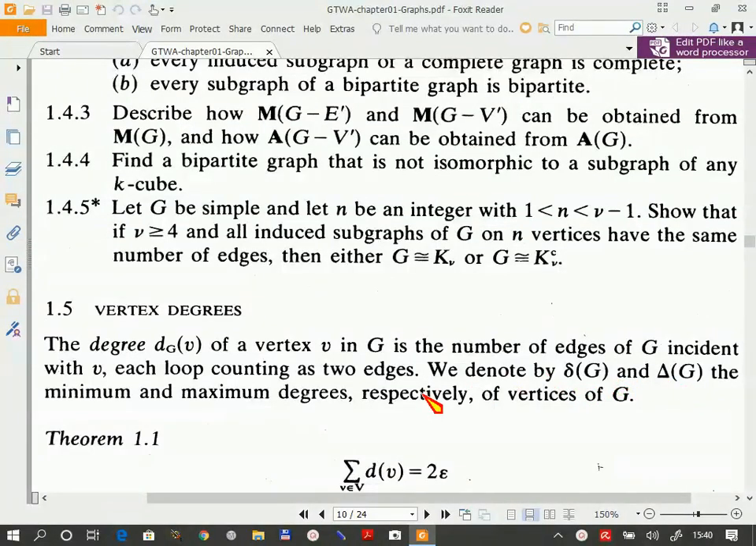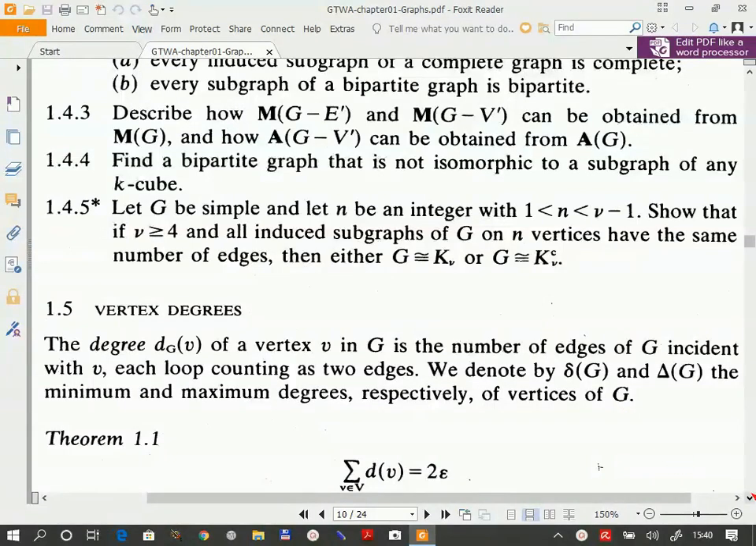Now we'll very often have these two symbols, small delta of G and capital delta of G, which are the minimum and maximum degrees of vertices present in G. We'll use these two symbols very often: small delta, capital delta, minimum and maximum degree of vertices present in the graph.